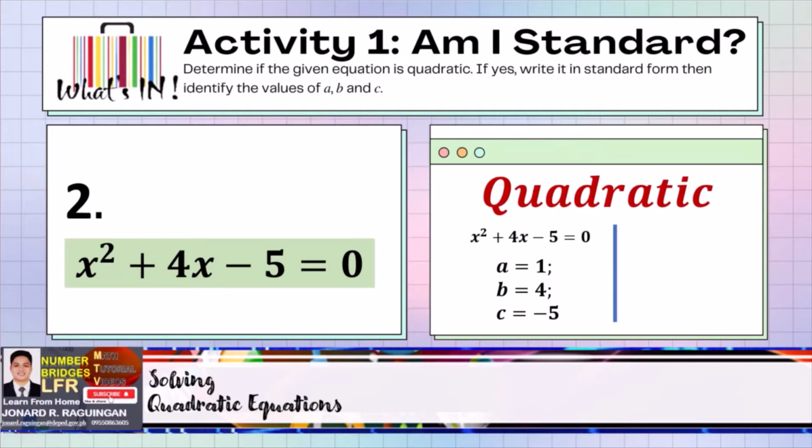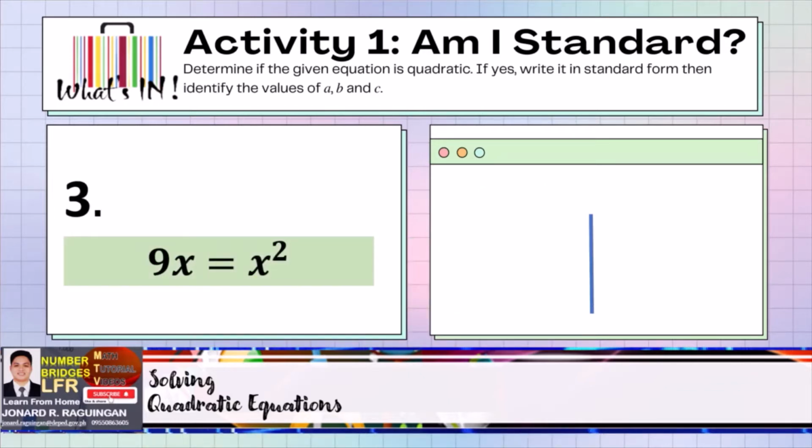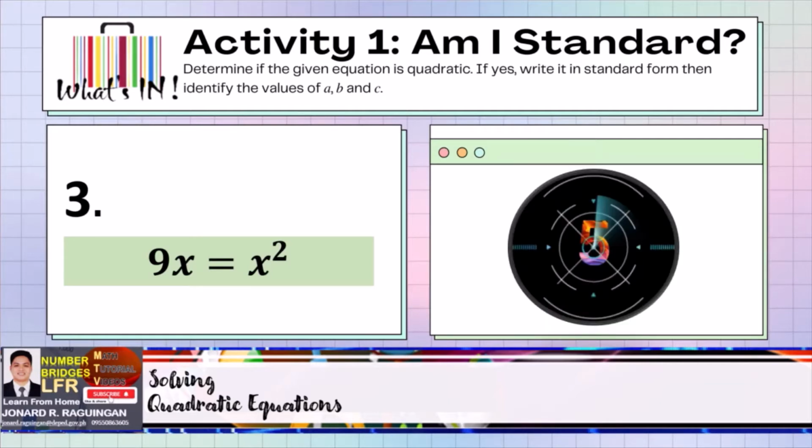Or, its equivalent quadratic equation is negative x squared minus 4x plus 5 is equal to 0. The values of a, b, and c are as follows. A is equal to negative 1, b is equal to negative 4, c is equal to 5. For number 3, 9x is equal to x squared. You have 5 seconds to answer that. Your time starts now.